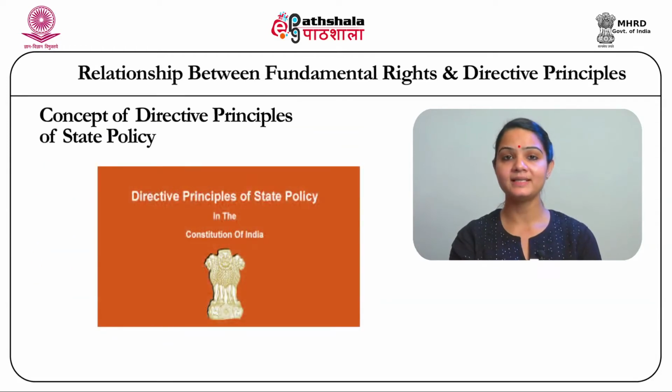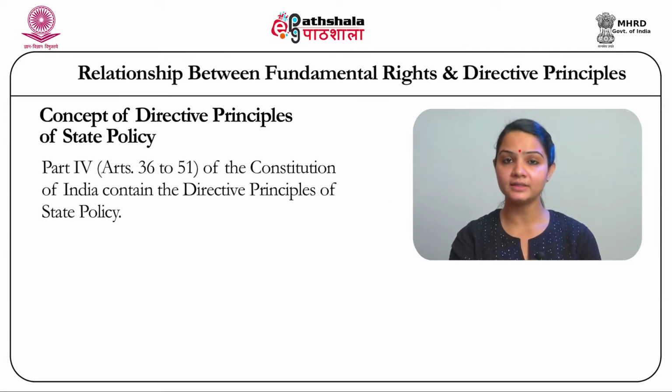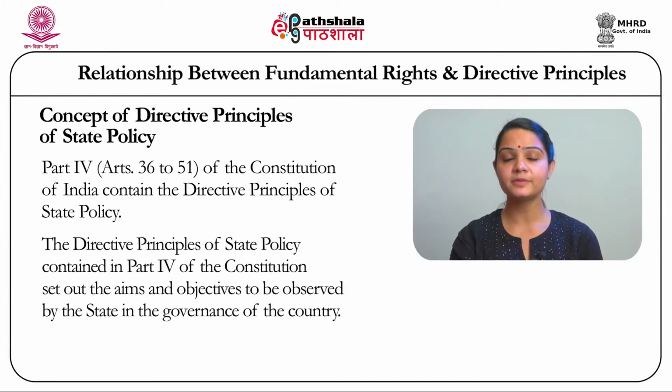We will start by discussing the concept of Directive Principles. Part 4, comprising of Articles 36 to 51 of the Constitution, contain the Directive Principles of State Policy. The Directive Principles of State Policy, as enshrined in Part 4 of the Constitution, outline the aims and objectives that a state shall follow in matters of administration and in making of laws.